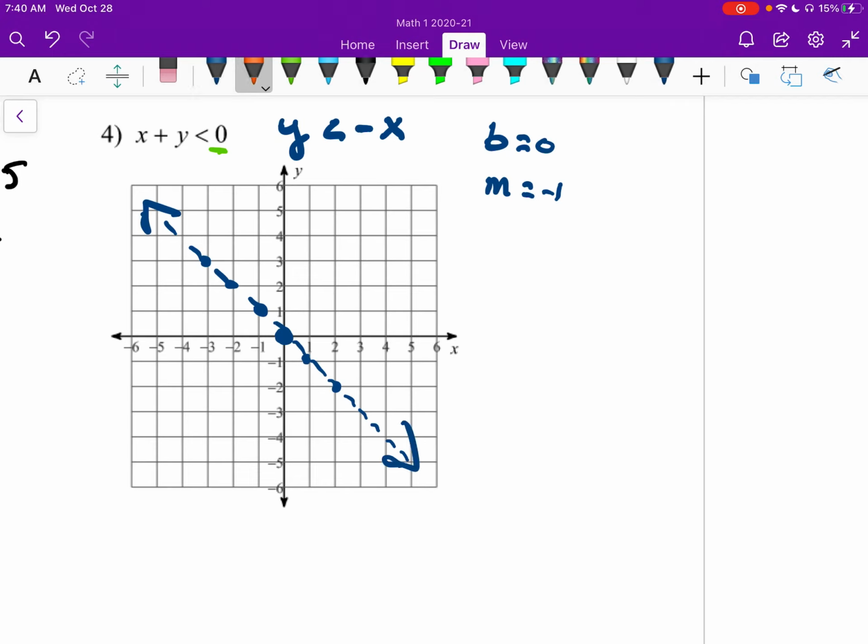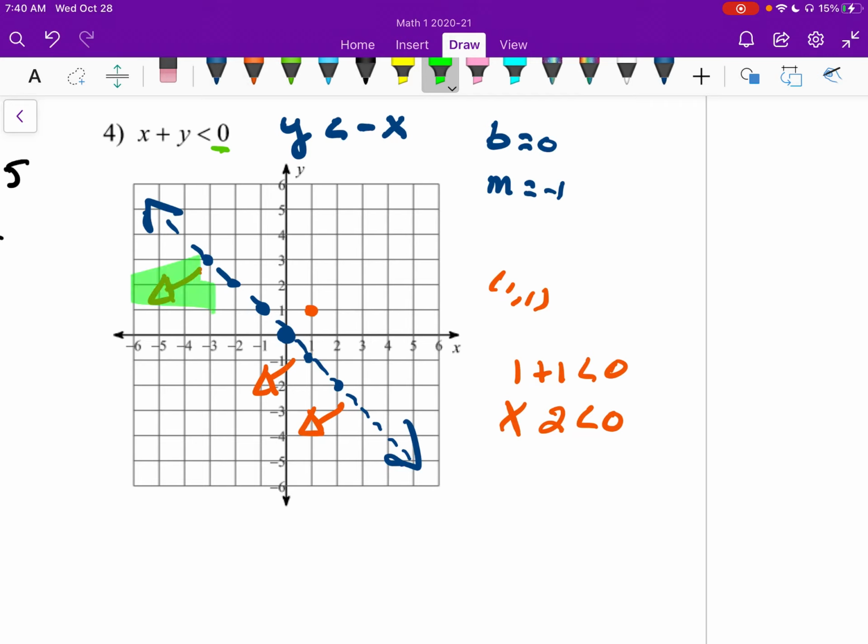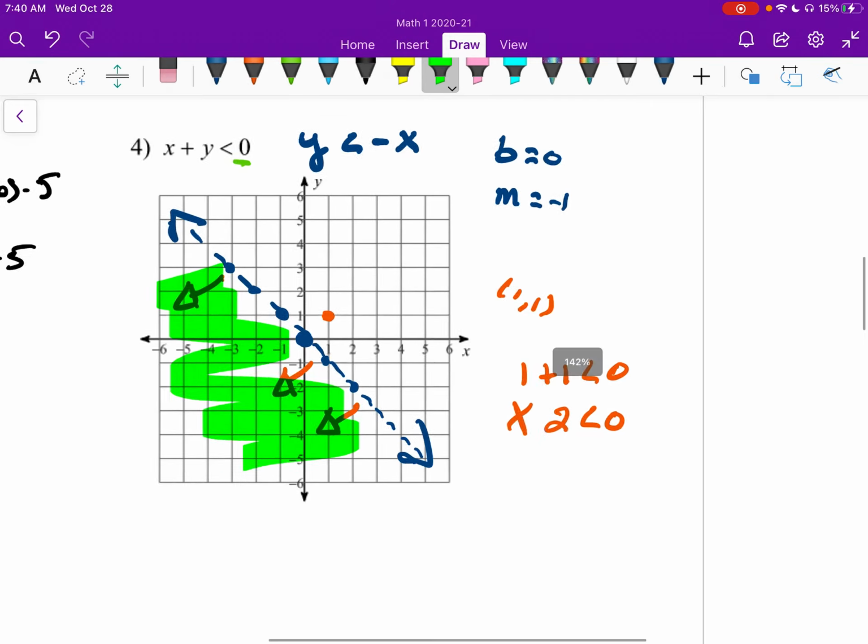And I need to pick a point. Now this one, I'm going to pick the point 1, 1, because it's on 0, so I can't use 0. So if I plug in 1, 1, I'm going to plug into the original equation. So I'm going to say 1 plus 1 is less than 0. Well, 2 is less than 0. Well, that's not true. So I'm going to shade away from it. I shade over here. All right.